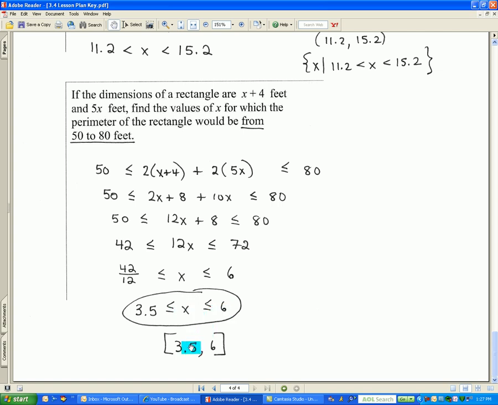Our answers are any values of x that go from 3.5 to 6 inclusive. And what I mean by inclusive is you put the bracket because those are part of your solution set. The 3.5 is included, and so is the 6.